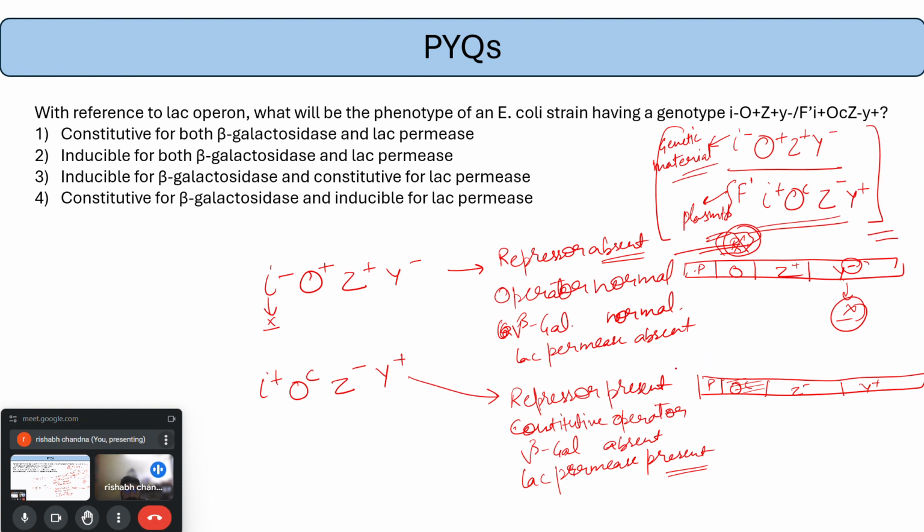But we have the repressor from this particular plasmid, and its protein is working fine. So it can go and bind to this operator. What will this do? Because it is a trans-acting element, it will bind to any operator sequence where it is present. So this plasmid repressor can bind to the operator of the genetic material also. It will bind and it will not be able to produce the beta galactosidase. It will only produce beta galactosidase when lactose or allolactose is present. So the production of beta galactosidase here will be inducible.